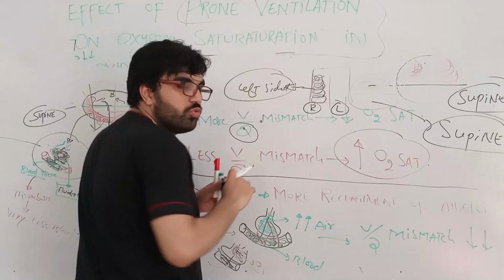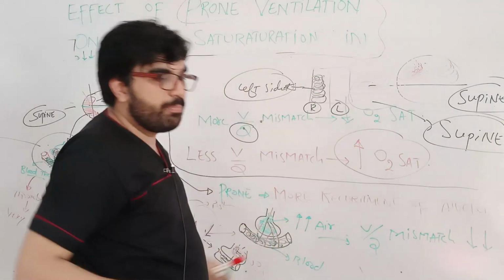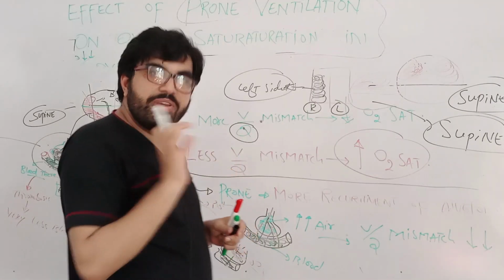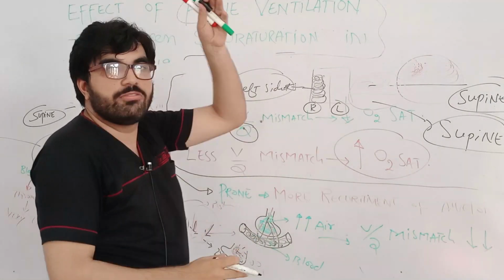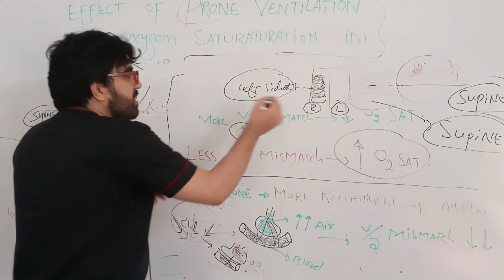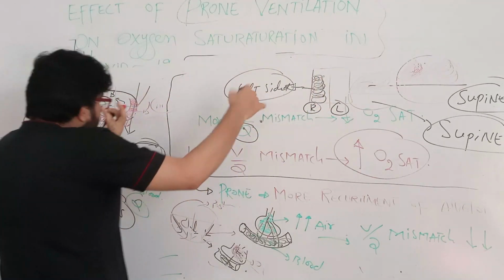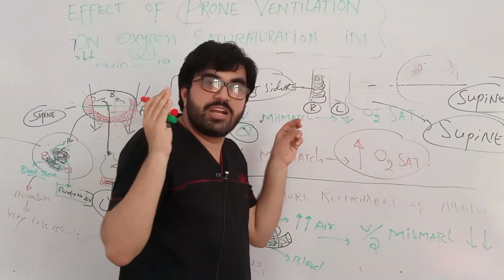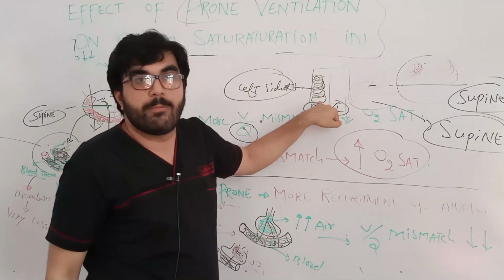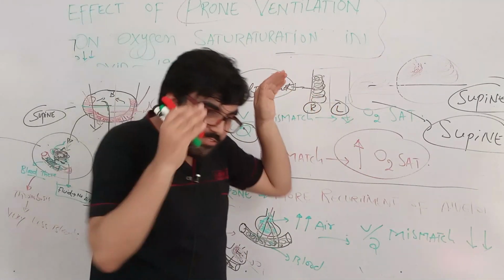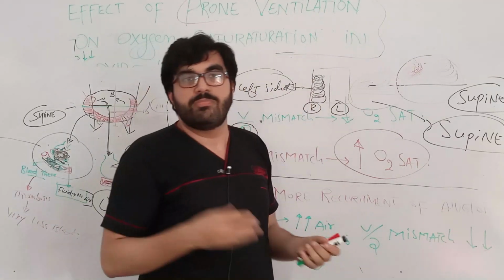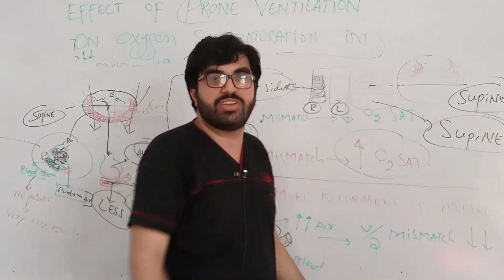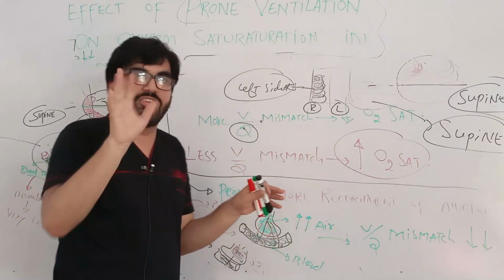The right sided should be above. The principle is that the infected side, the side that has opacity on the X-ray or the CT scan, should be above. Why? Because if that is below, what happens? There will be maximum blood flow coming toward this area. If the maximum amount of blood is coming toward the infected alveoli, the alveoli which cannot cause gaseous exchange, there will be no improvement in the oxygen saturation.